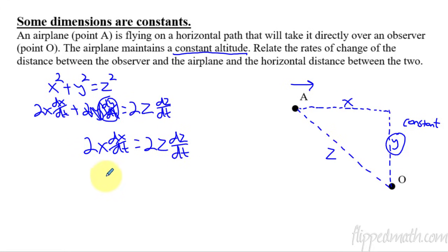But this is the relationship now between the related rate of the airplane, which is the speed of the airplane, and how quickly the airplane is getting closer to the observer here. Okay, and that's everything for this lesson.